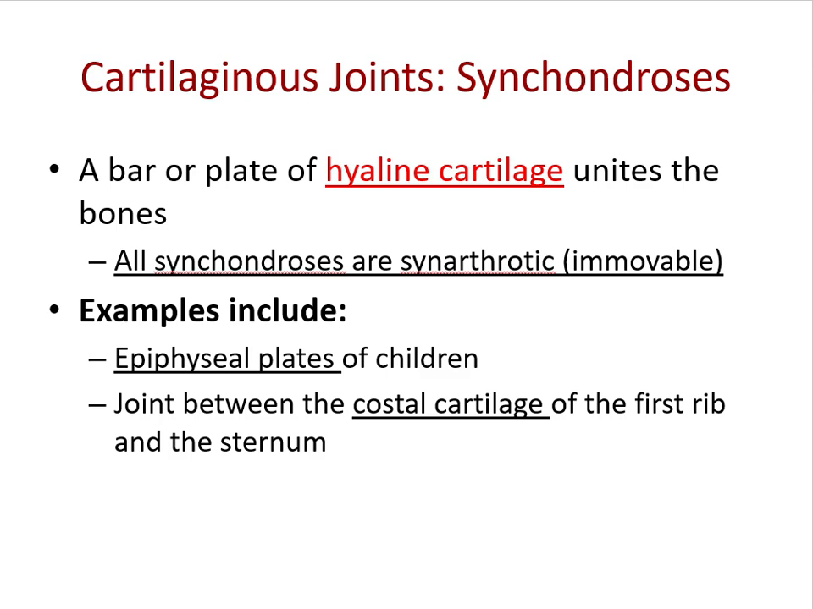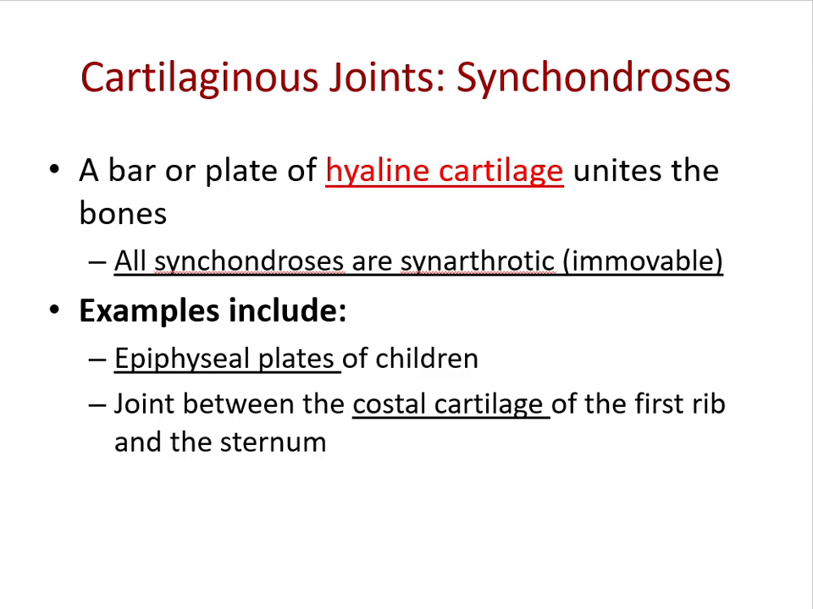So let's talk about the synchondroses first. All synchondroses joints are not only cartilaginous joints, but they're made up of a bar or plate of hyaline cartilage. That's what unites the bones in a synchondrosis. They are all synarthrotic, or immovable.